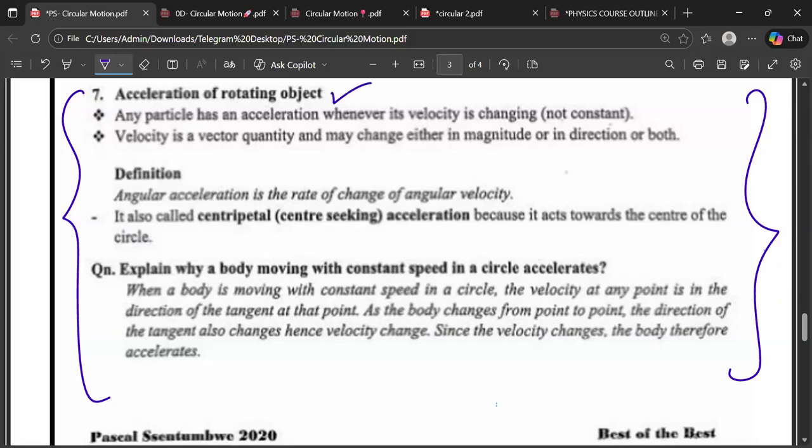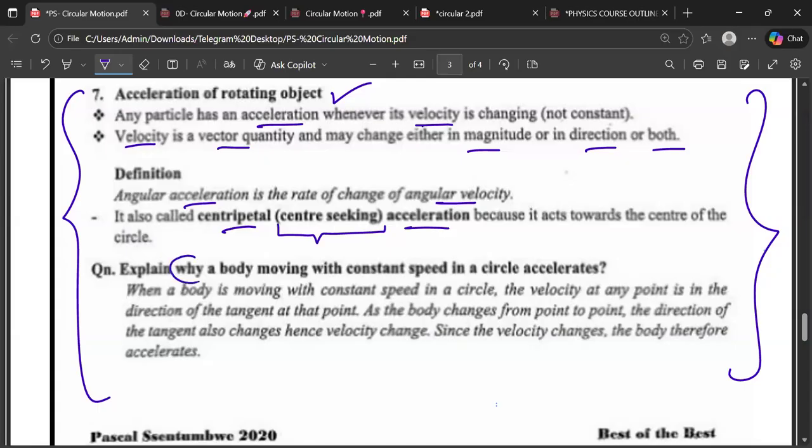Acceleration of a rotating object. They are saying any particle has an acceleration whenever its velocity is changing. You know that because acceleration is the rate of change of velocity. So velocity must change for acceleration to be present. Velocity is a vector quantity and may change either in magnitude or in direction or both. Angular acceleration is the rate of change of angular velocity. It is also called the centripetal acceleration or the center seeking because it is acting towards the center. You get that? Do people see that? They are very obvious.